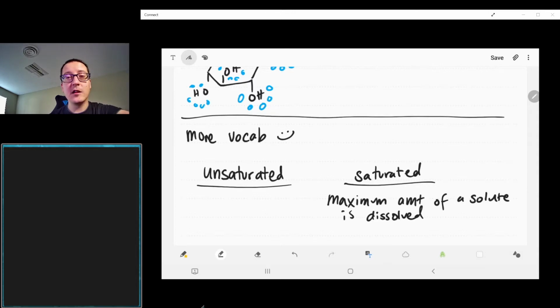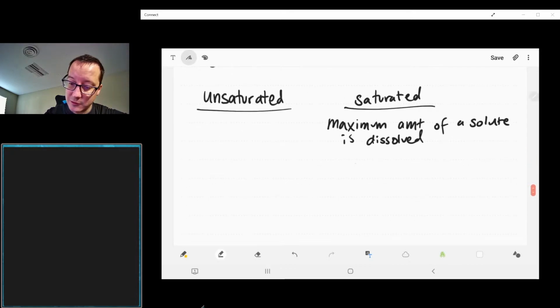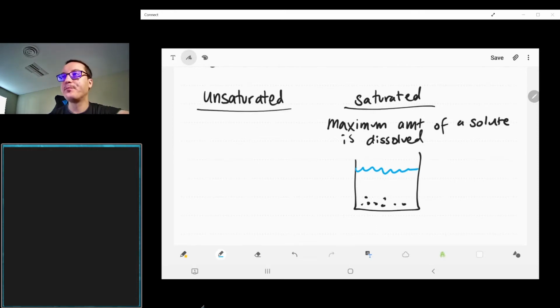And you can tell when something is saturated because if you keep trying to add more solute, it's just going to go to the bottom and stay there as a solid. So a saturated solution will have little crystal bits on the bottom. We talk about solutions generally as solids dissolving in liquids because that's what most solutions are. But it's going to be the maximum amount of solute that is dissolved, and any more that you add in is just going to go sit on the bottom, and that's that.